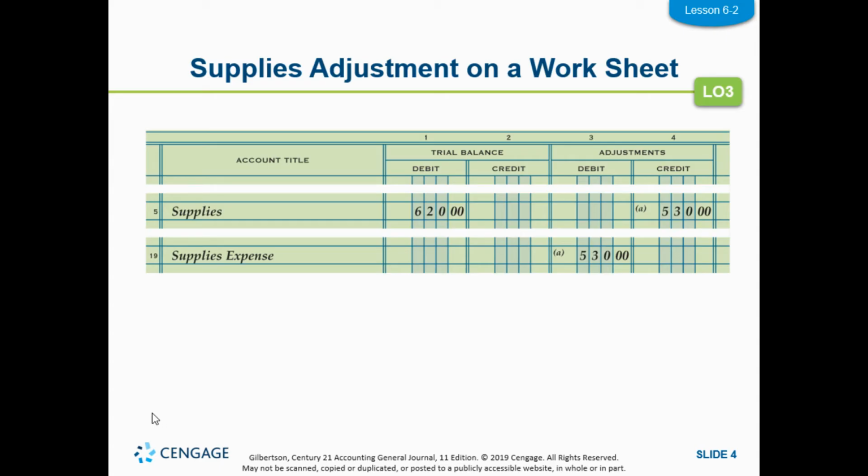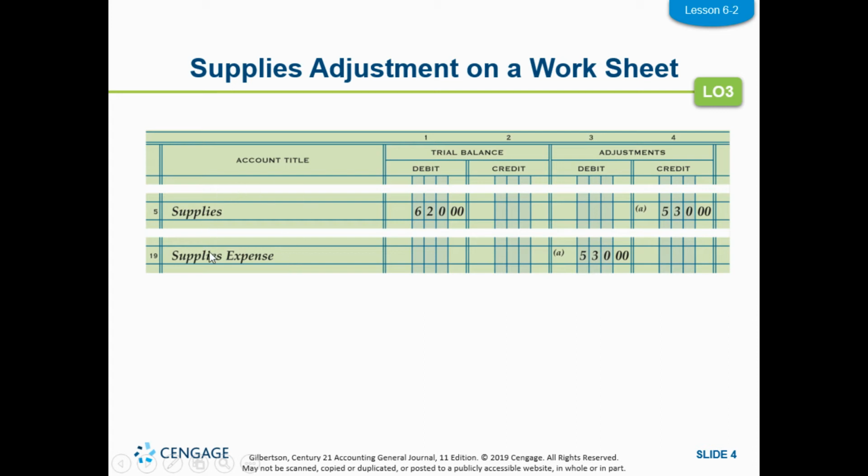Supplies adjustment on a worksheet. So here we go on a worksheet. Again, trial balance is what we did in lesson 6.1. Now we're over here in our adjustments columns. We're going to put in a credit into supplies and a debit to supplies expense.